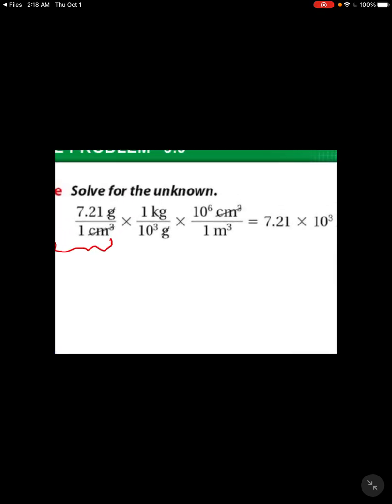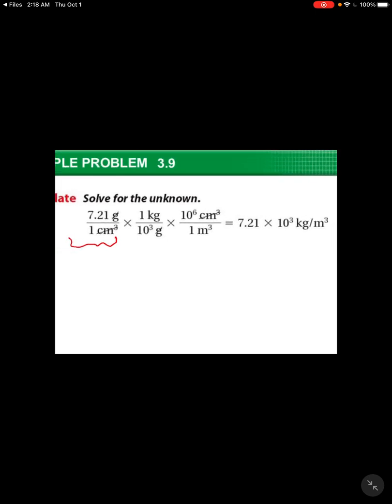I start out with a value that's 7.21 grams per cubic centimeter. And I know that I have 1,000 grams per kilogram, so my grams cancel. And I'm going to end up at this point with kilograms per cubic centimeter. But I don't want cubic centimeters, I want cubic meters. And there are 1,000,000 cubic centimeters per cubic meter. So now my cubic centimeters will cancel, one in the numerator, one in the denominator. And what I end up with is kilograms in the numerator, cubic meters in the denominator.